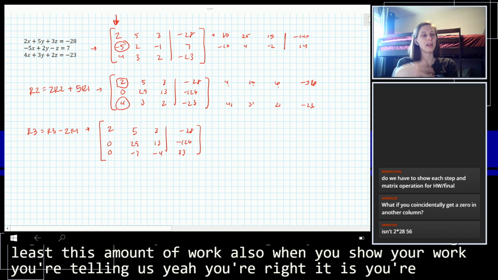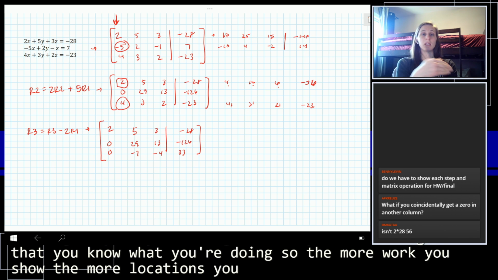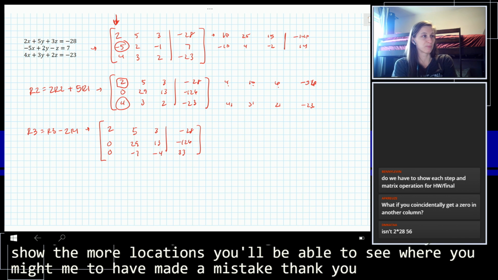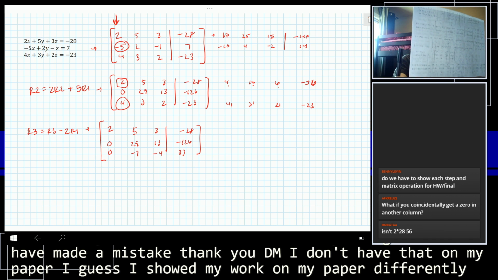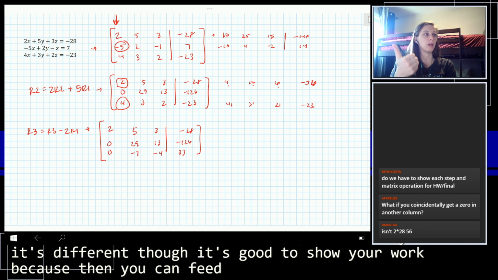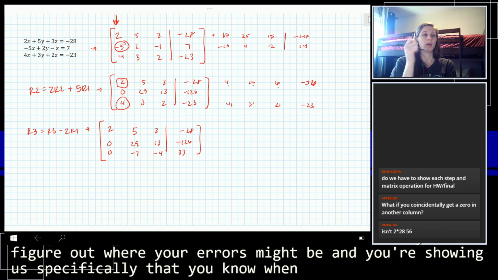You're telling us that you know what you're doing. So the more work you show, the more locations you'll be able to see where you might have made a mistake. Thank you, DM. I don't have that on my paper. I showed my work on my paper differently. So there's multiple ways to show my work. See, it's different, if you can see that. So it's good to show your work because then you can figure out where your errors might be and you're showing us specifically that you know exactly what you're doing.